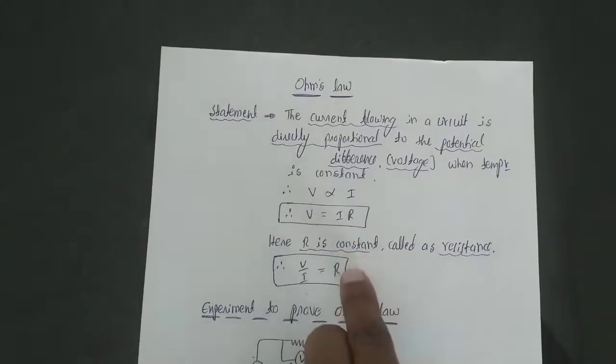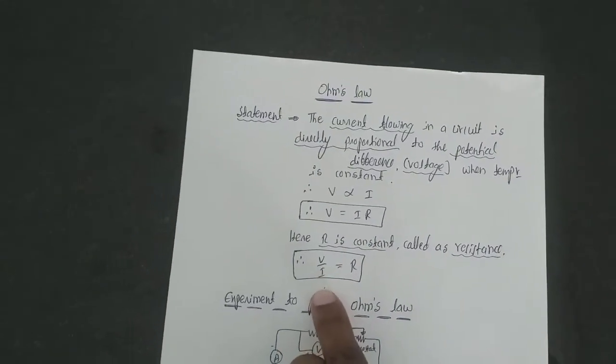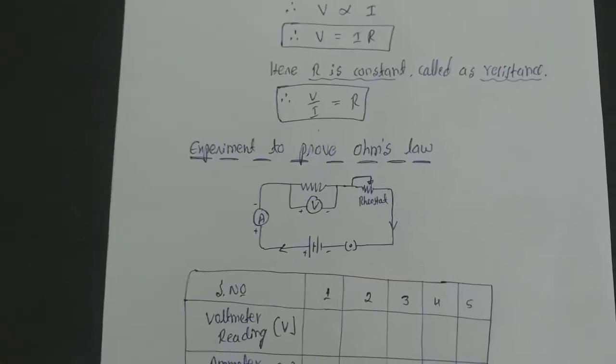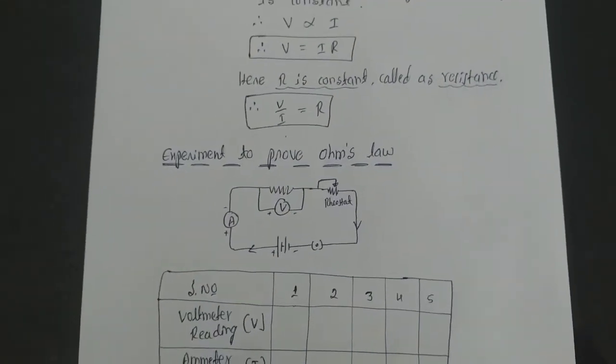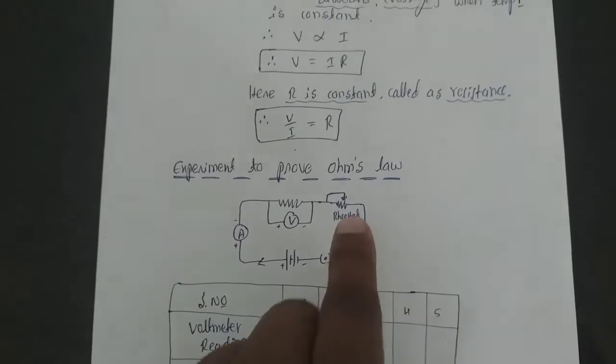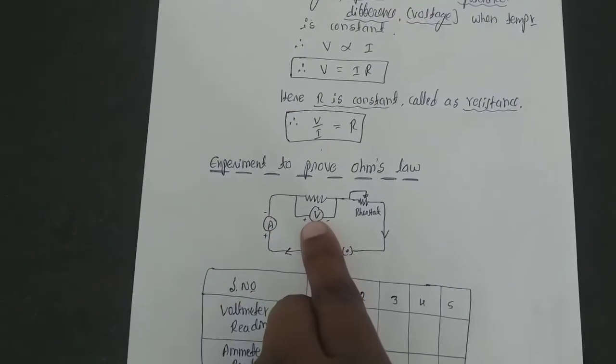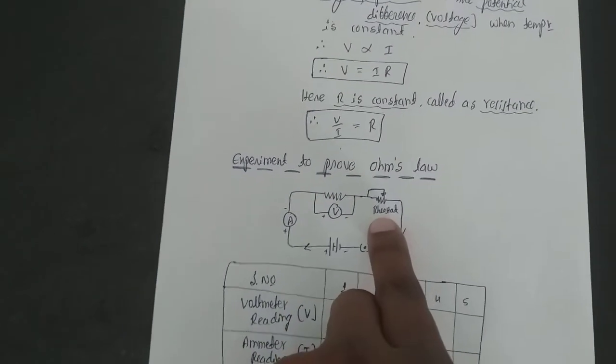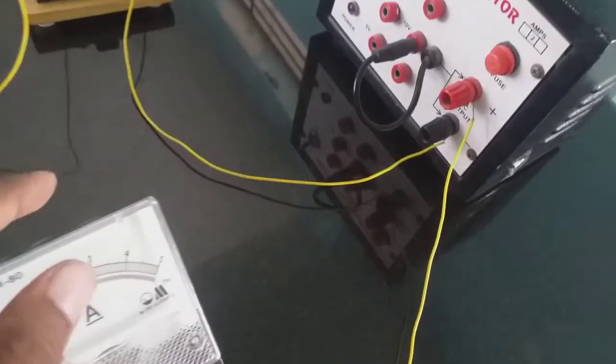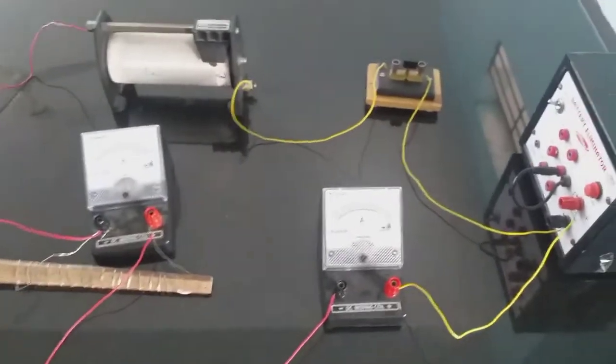Here if you increase the resistance, then the current decreases. Now we shall see how to prove this by using the experimental setup. The experimental setup has a battery, switch, ammeter, voltmeter, resistor and a rheostat. To prove Ohm's law, here is the experimental setup.